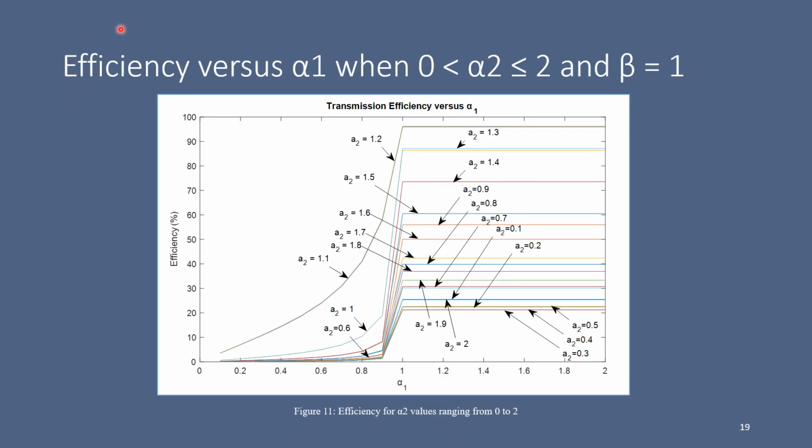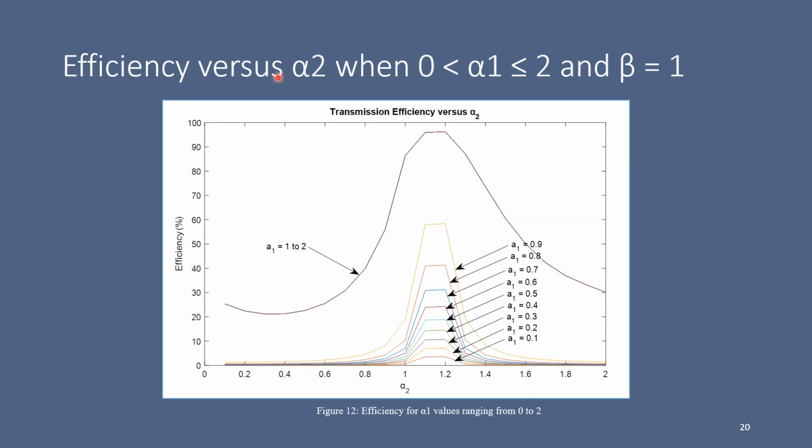This plot shows efficiency versus alpha 1 when alpha 2 ranges from 0 to 2 with beta equal to 1. It was noted that at alpha 2 equal to 1.2, a maximum efficiency of around 96% was achieved, which is greater than the integer order efficiency value.